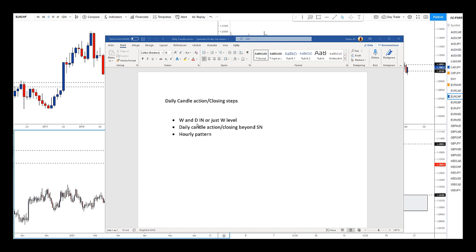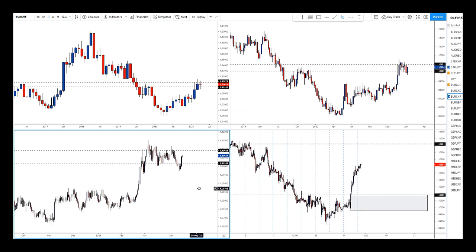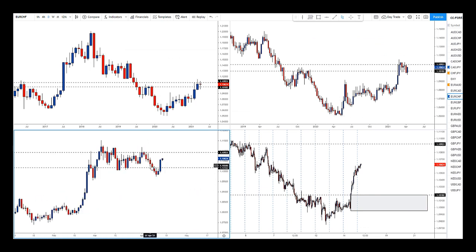So weekly and daily identical neckline, or just a weekly? Well, step number 1 is done. The next step is daily candle action, and then an hourly pattern, okay? So do we have a daily candle closing above that level? Well, price breached this level deep enough to use as a natural stop.